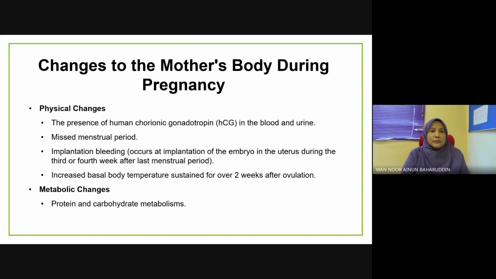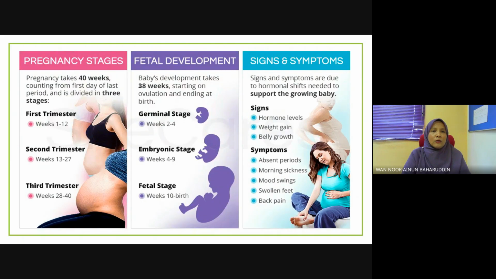Then we have the physical changes: presence of HCG and missed period. Implantation bleeding can occur during the 3rd or 4th week after the last menstrual period. There is also increased basal body temperature, so the one who is pregnant will feel hot. The body temperature stays increased over 2 weeks after ovulation. We also have metabolic changes in protein and carbohydrate.